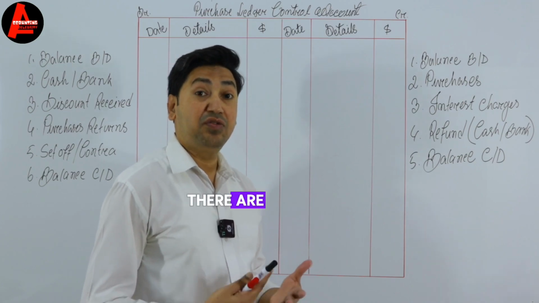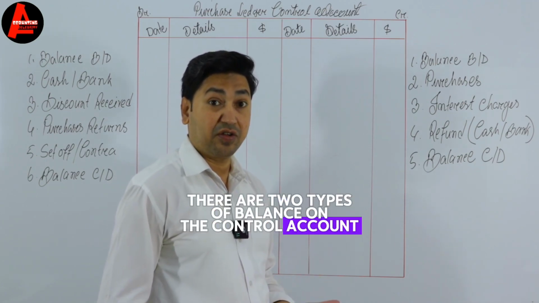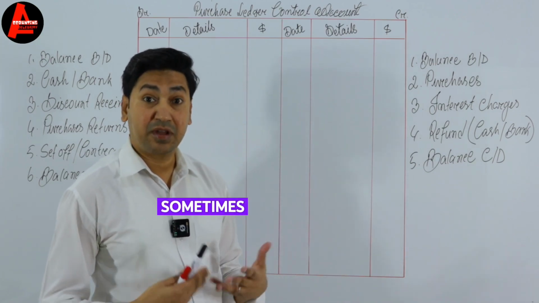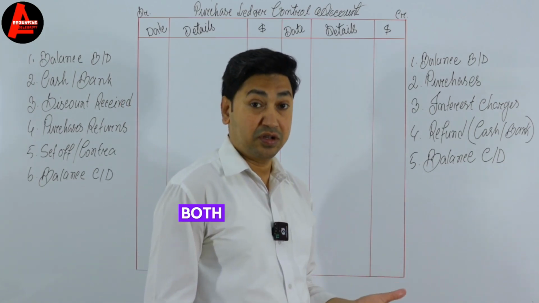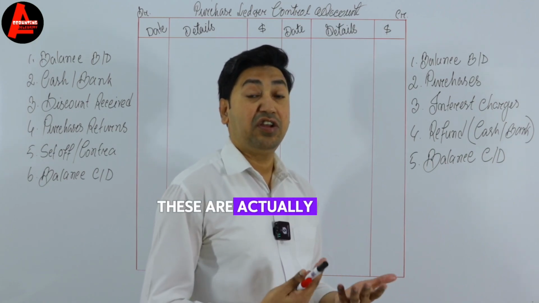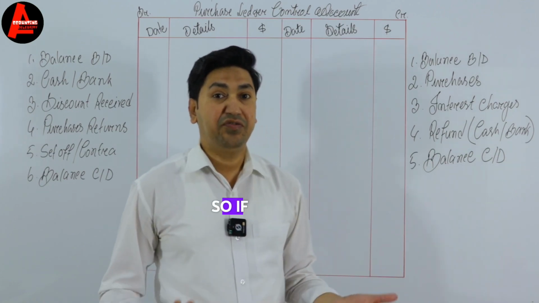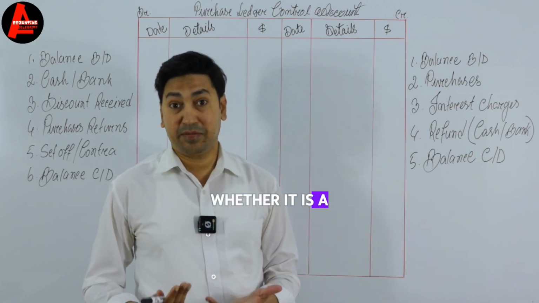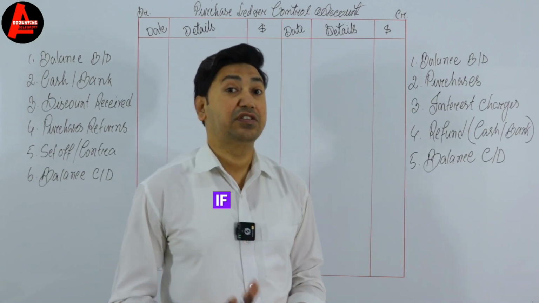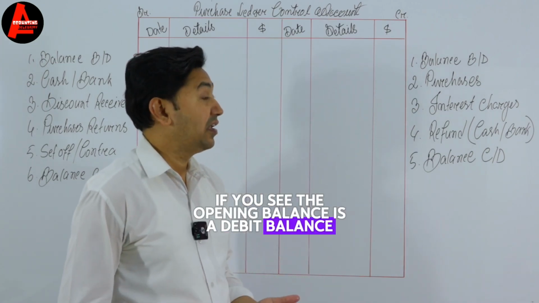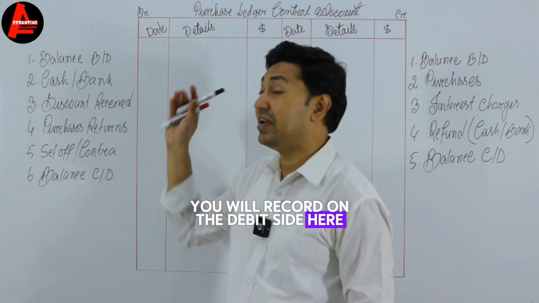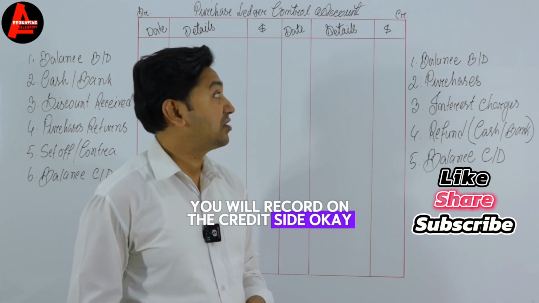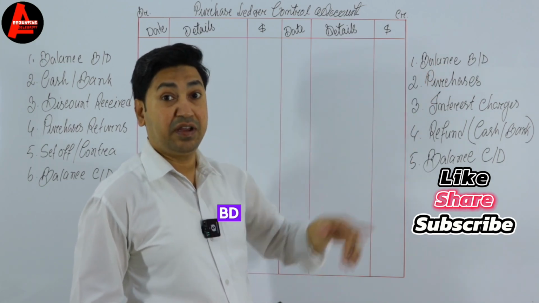But remember, there are two types of balance on the control account. Sometimes there will be a debit balance, sometimes a credit balance. Sometimes you will get both a debit and a credit balance in the question. These are actually opening balances. If you have two balances, it will obviously be mentioned whether it is a debit balance or a credit balance. If the opening balance is a debit balance, you will record it on the debit side. If it is a credit balance, you will record it on the credit side. So first of all you have to record balance BD, remember.